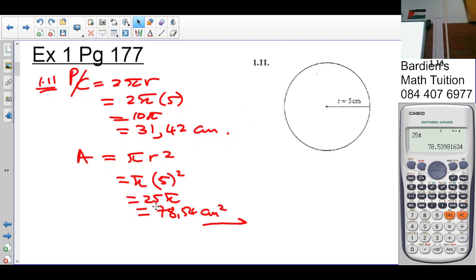So that's 78.54. Okay. Any confusion there? Can we leave it in terms of pi? No. Unless the question says leave your answer in terms of pi, or you are not allowed to use a calculator. Then you can leave it in terms of pi.